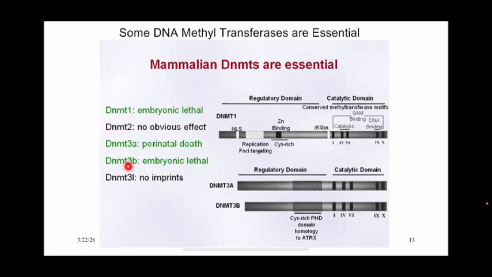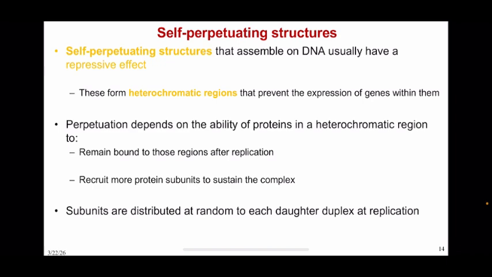For 3A and 3B, the de novo ones, they are very lethal for perinatal and also the embryonic stage, the embryo as well. For 3L, there are no imprints. Okay, so the most essential ones are the 1, 3A, and 3B. So let's look at these self-perpetuating structures, the protein aggregates, and the histone modifications that cause epigenetics. Okay.